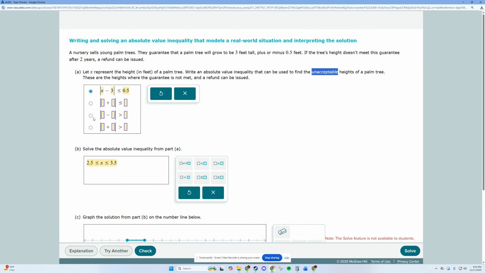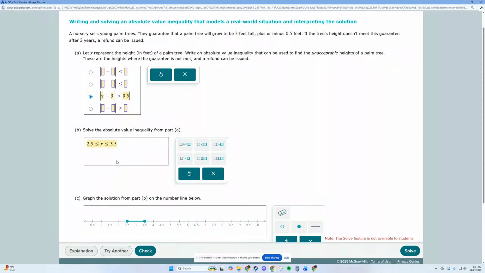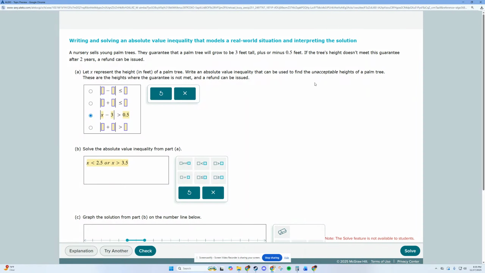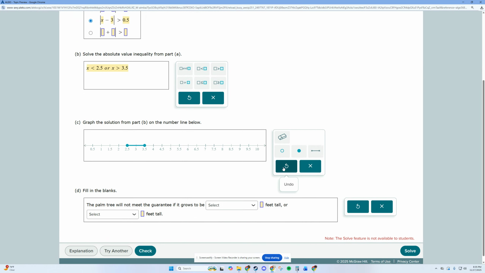So I almost did this wrong. It would be unacceptable when it is, got to flip it. Oh, that's also wrong. X minus 3 is going to be greater than 0.5. So that's wrong. It's going to be less than, X is less than 2.5. That's unacceptable. Or X is greater than 3.5. Yeah, you guys got to read this. Otherwise, I was about to get it wrong. Okay, so it needs to be a union.